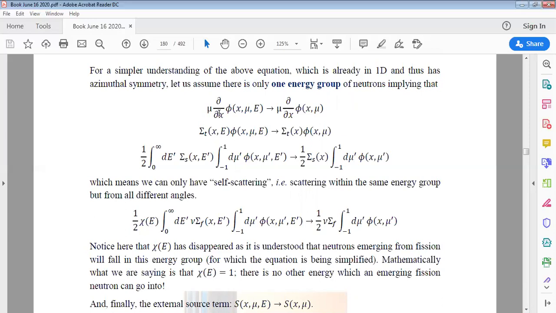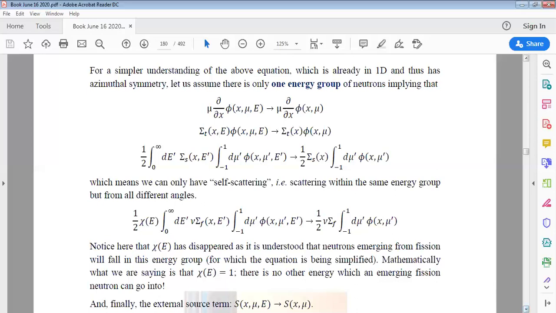So this is called the one speed neutron transport equation. So let me get rid of E. Now the way of getting rid of E is actually to integrate it over E. So I can't just drop E. I can say that this is the averaged energy, averaged flux. Same thing I do with sigma T phi, the outscattering term. Same thing I do with the inscattering term. Same thing I do with the fission term. And let me make another assumption that chi of E is 1. There's no other energy which an emerging fission neutron can go into.